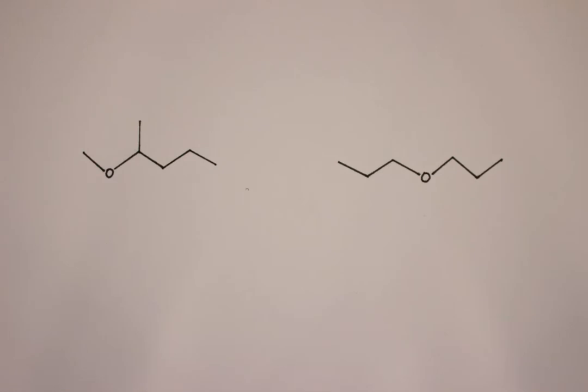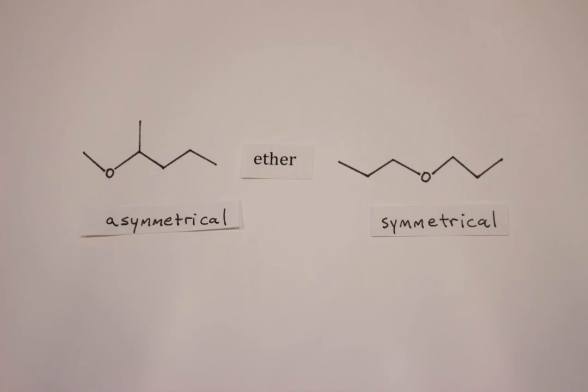Let's look at a couple of ethers. Ethers happen when one of the carbons in the carbon chain is replaced by oxygen. Ethers can be symmetrical or asymmetrical. For ethers, we're going to talk about the common name of the ether as well as the IUPAC name.